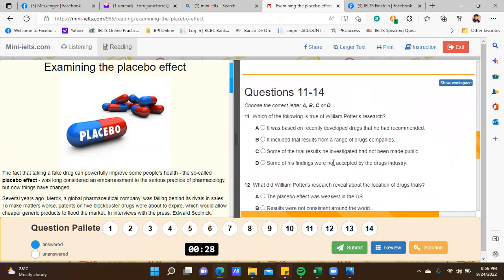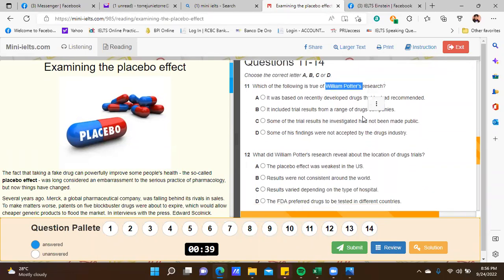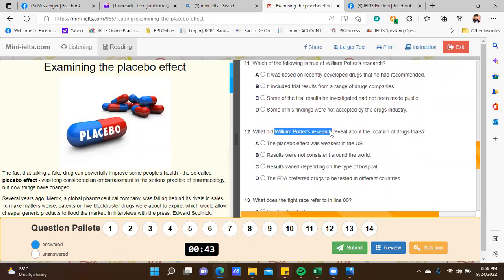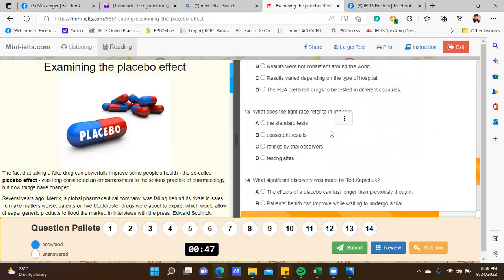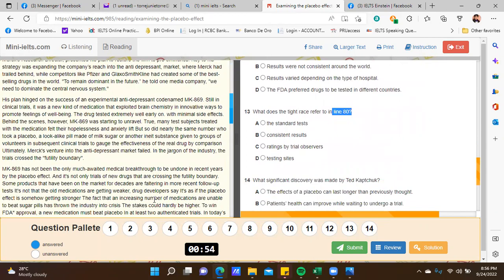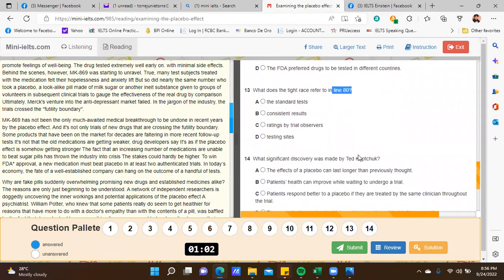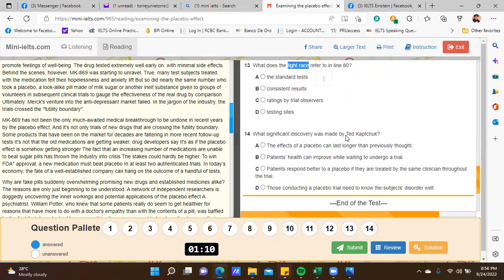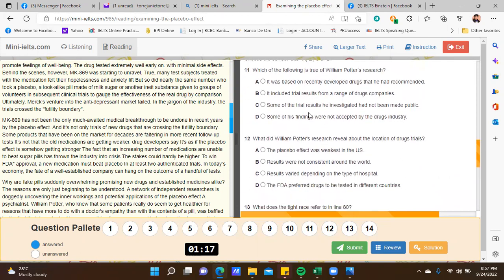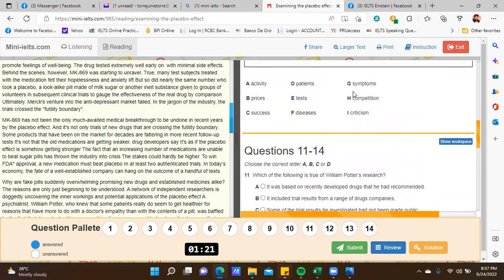Then this multiple choice can be hard, it can be easy. Like this, William Potter, that should be easy to find. Oh, William Potter again. So that's two on William Potter. What's this tight race? In line 80. There are no line numbers, though. So we have to find the tight race. And then, there, Ted Kapchok. Christel, this multiple choice feels like a carry, because the keywords are easy to find. So, here we go.